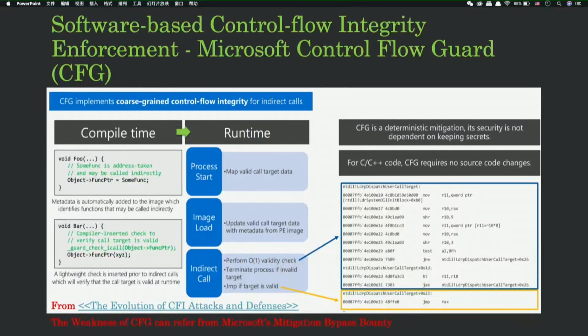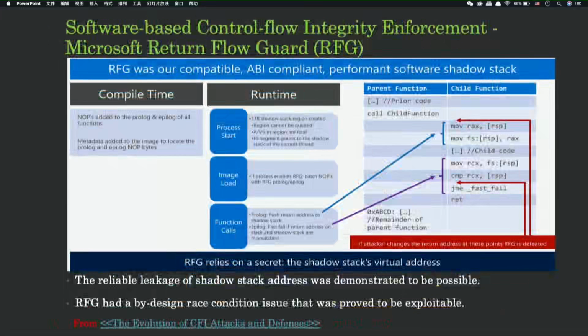That's for the front edge. Then for the back edge, Microsoft implemented what they call the return flow guard. The idea is also very simple. When a function call is made, we know that the return address is on the data stack. And the attackers will try to modify that return address so that it can hijack the control flow.